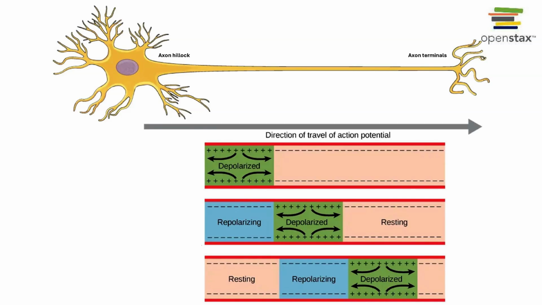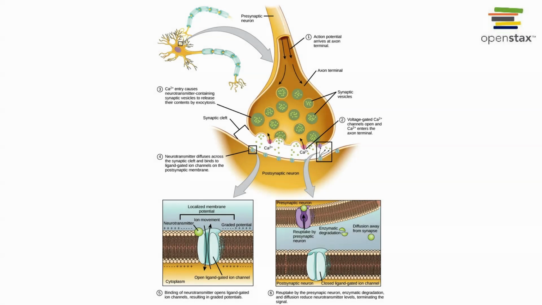As sodium enters the neuron, it spreads down the axon, stimulating voltage-gated sodium channels that open, producing more depolarization in a positive feedback loop. When an action potential arrives at the axon terminals, depolarization will stimulate the release of neurotransmitters from the axon terminals into the synapse. These neurotransmitters are chemical messages that will send information to the next cell.